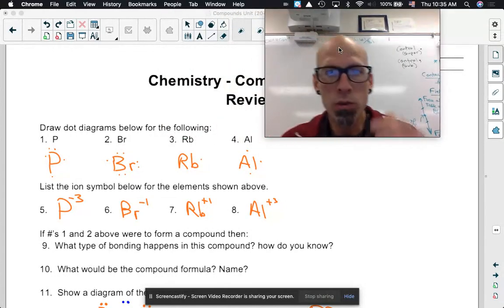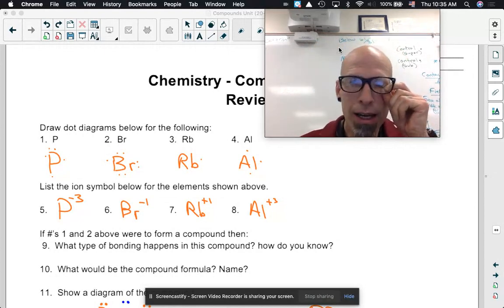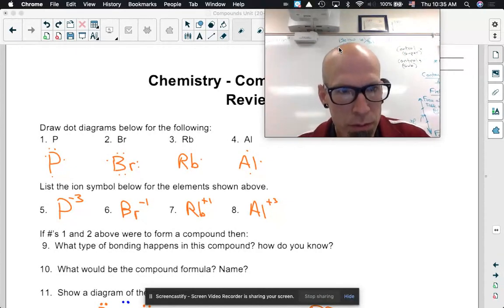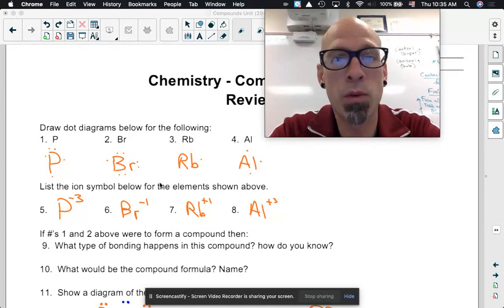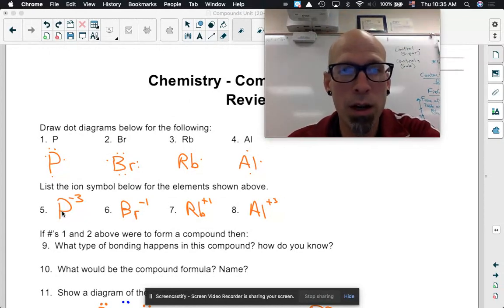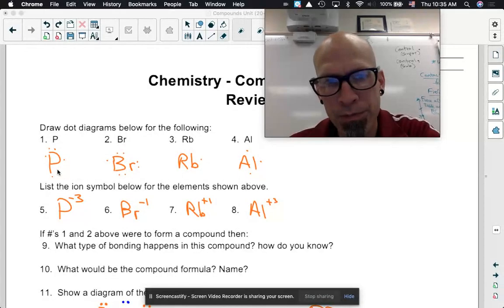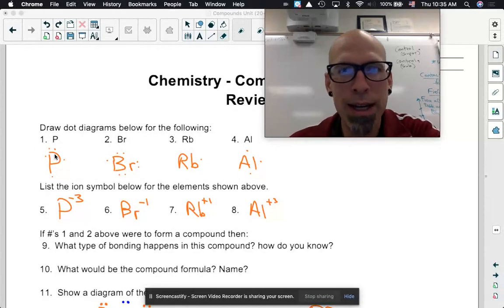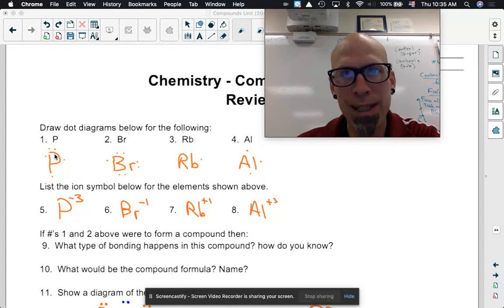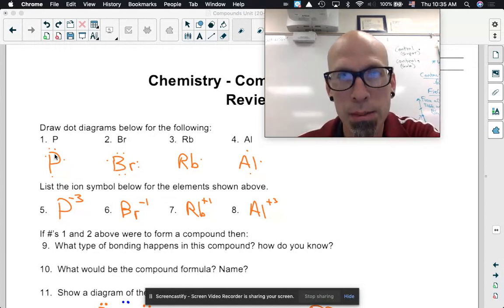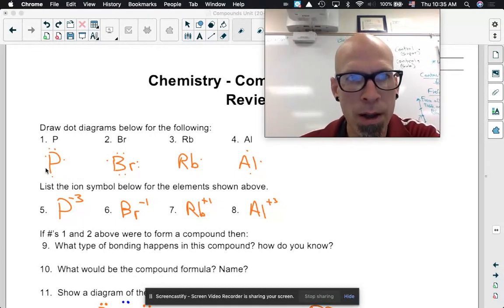So the first question was to sketch the dot diagrams and then the ion symbols. Now, some of you forgot what ion symbols even were. First of all, let me back up. The dot diagrams, you're supposed to look at the valence number and know that that's how many dots go around the symbols, which we've been doing for a long time, over a month for sure. So you should be very familiar with dot diagrams.